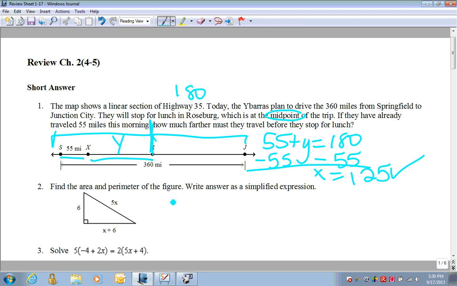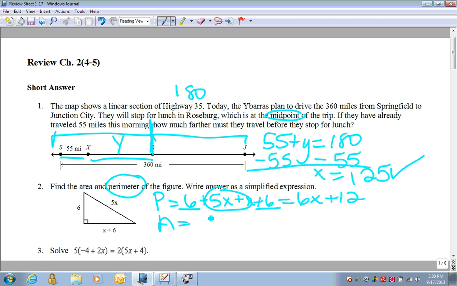Now I need to find the area and perimeter of the figure. I'm going to do the perimeter first because that's the easiest one to do. To find the perimeter, I just need to add all of the edges all the way around. Combining like terms, that gives me 6x plus 12.